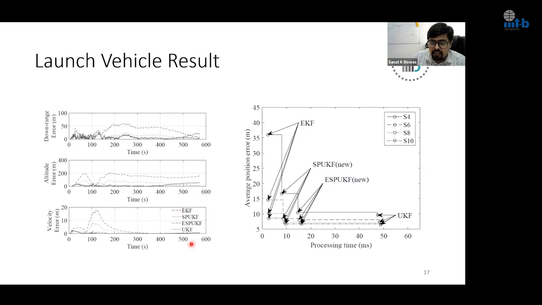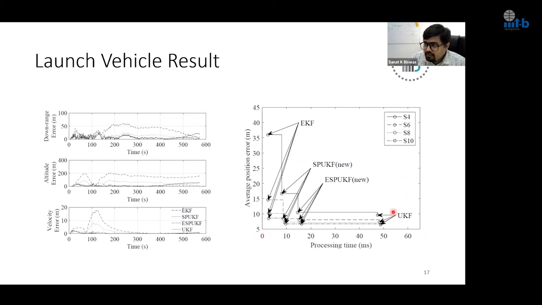the main objective of SPUKF and ESPUKF was actually to reduce the processing time of the unscented Kalman filter. So this figure tells you the processing time gain that we have. The x-axis is the processing time and the y-axis is the average position error. Extended Kalman filter is here. S4, 6, 8, 10 are the number of satellites being used for tracking the launch vehicle. So we have done that for various numbers of satellites. For the extended Kalman filter, obviously when you increase the number of satellites, your error decreases. However, it's still higher, but the processing time is very small.